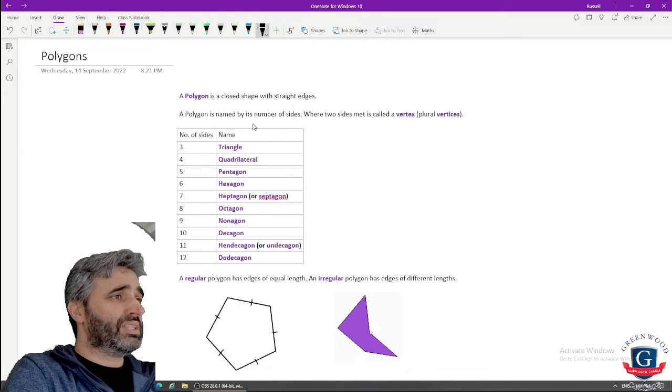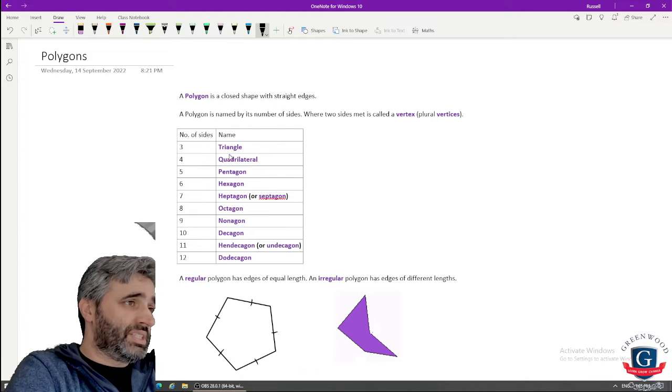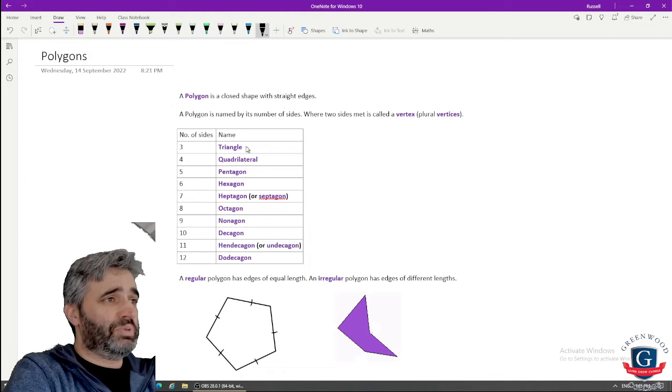When we name a polygon, it's named by the number of sides that it has. Where two sides meet is called a vertex. And the lines that connect the vertex are called edges. So in this case, if we have a three-sided shape, it would be a triangle. A four-sided shape would be a quadrilateral.